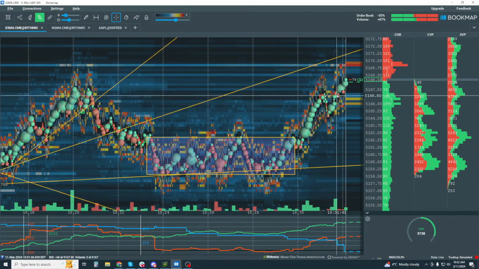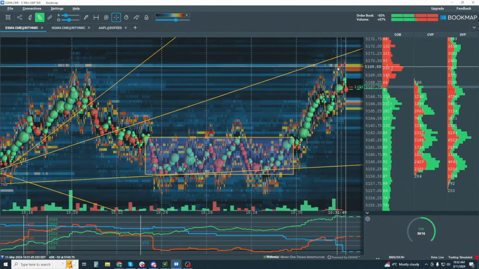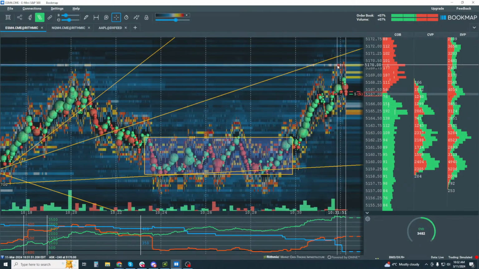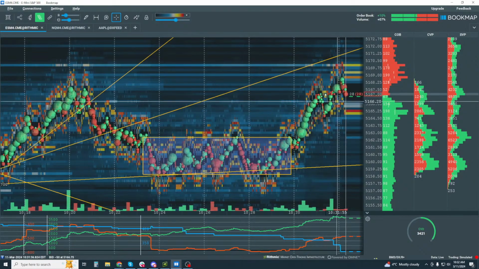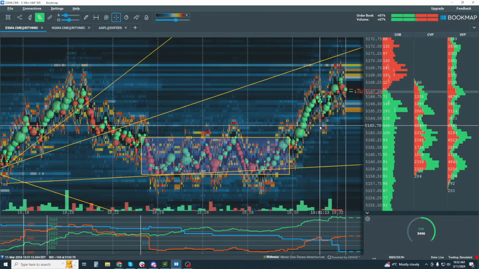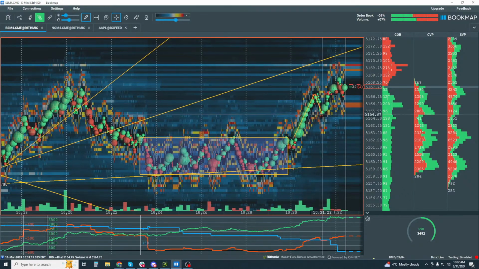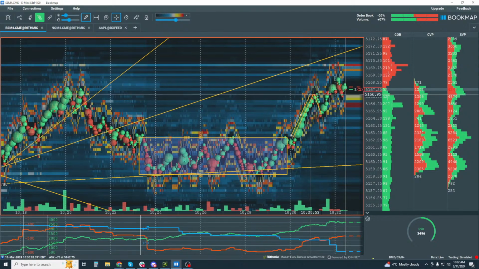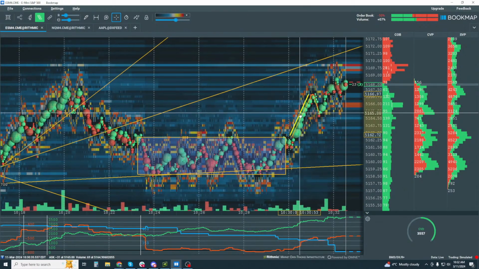Okay, we got our pullback, and now we're getting, again, another impulse move here. So we're looking for our 70 level, basically. Now it's not so much the flag pattern, as we have mentioned many times, that we want to understand here. It is the volume within that area here that gives us the insight.